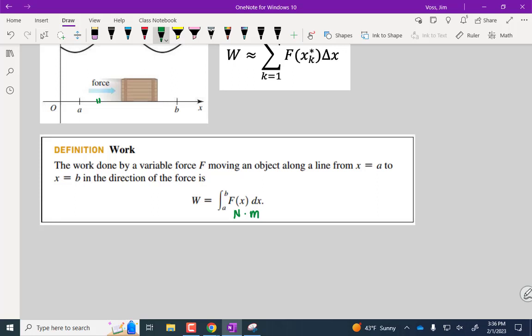Do you know if this is what we use in calculus-based physics then? Yes, this is what you would use. Absolutely. Integral of force to get work.